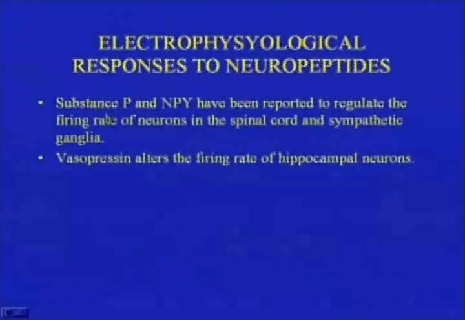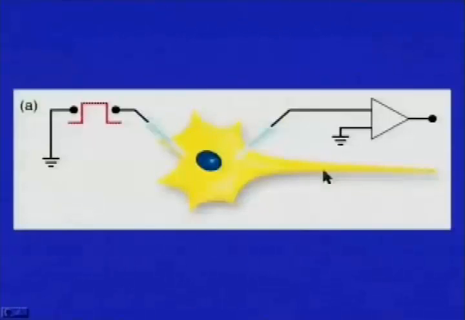As we had stated, there are a few examples, such as substance P and neuropeptide Y, that regulate the firing rate of neurons in the spinal cord and the sympathetic ganglia, and vasopressin can have similar effects on hippocampal neurons.